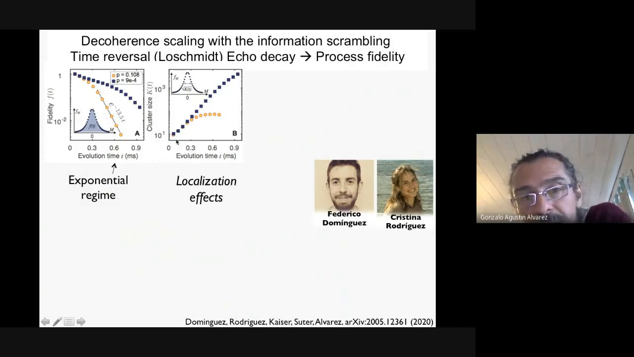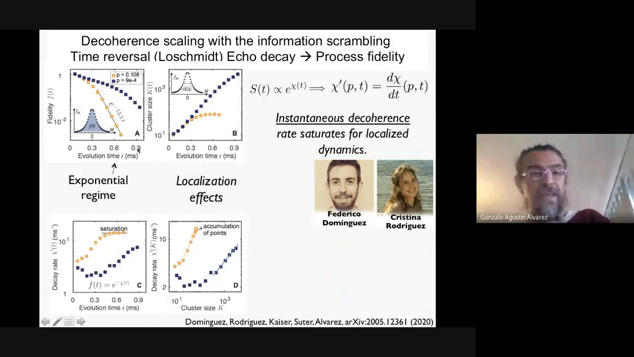If the perturbation is very strong, we saw these localization effects, and what we found is when the perturbation is stronger, the fidelity decays faster, and when there is localization, the decay of the signal is exponential. So it decays exponentially with a rate that is constant. Here in the plot below, the signal is a decaying exponential function. What we do is look at the instantaneous decoherence rate. This is what I'm plotting here.